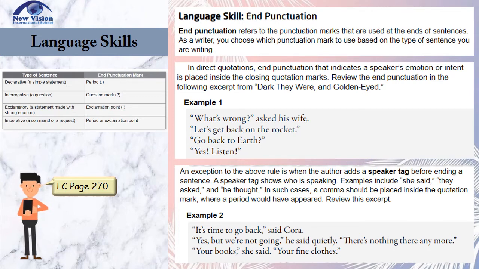If you see example number 1, you can see that the end punctuation mark is located inside the quotation marks. An exception to the above rule is when the author adds a speaker tag before ending a sentence. A speaker tag shows who is speaking. Examples include she said, they asked, and he thought. In such cases, a comma should be placed inside the quotation mark where the period would have appeared. Review this excerpt. Example 2.